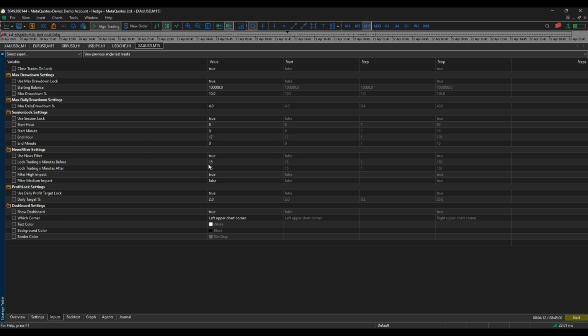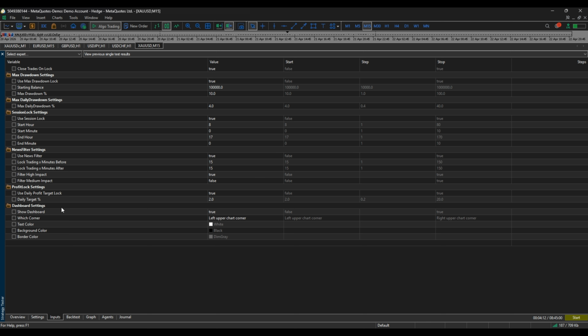Obviously, you can change this to whatever time you want. You can filter for high impact news and medium impact news, and it will get the news automatically from the news that's built into MT5, so it's up to date. And then we have the profit lock settings, so the daily profit target lock, which is true, and the daily target of 2%, which is basically what we just had in the mini trade lock EA.